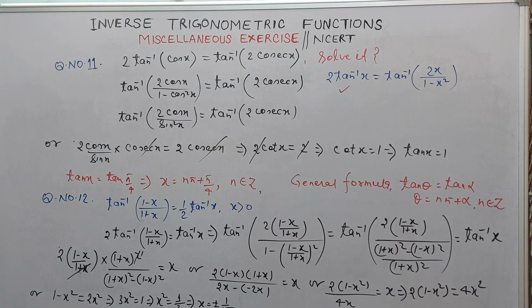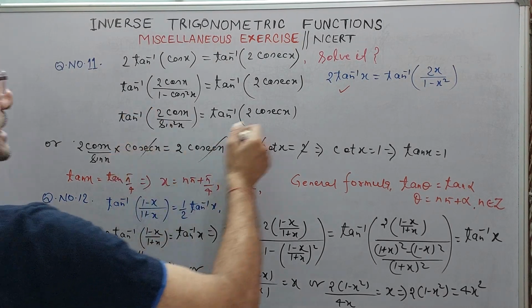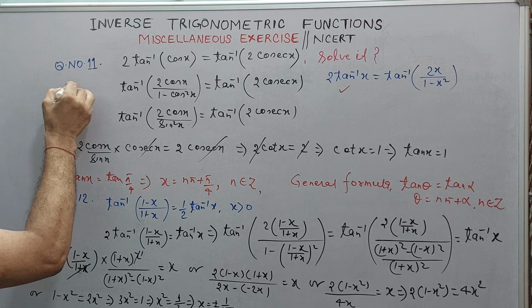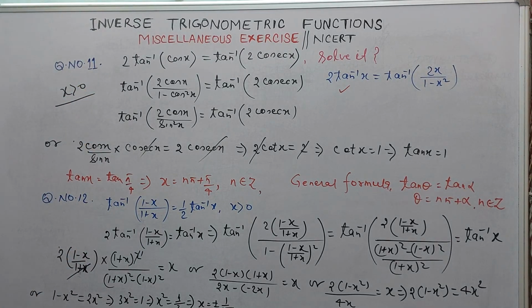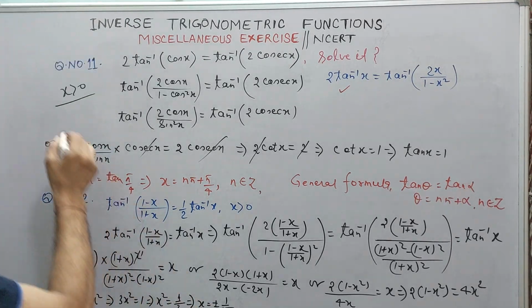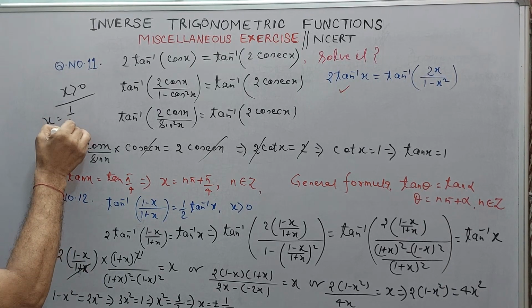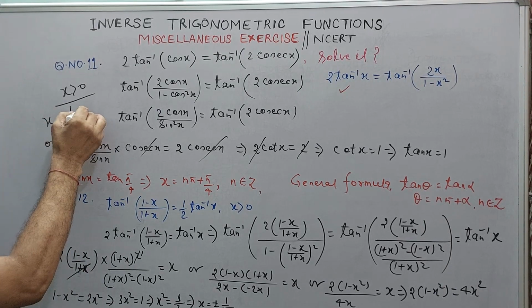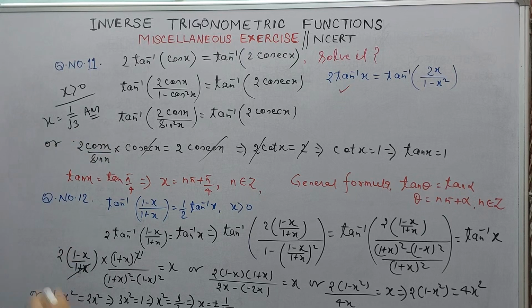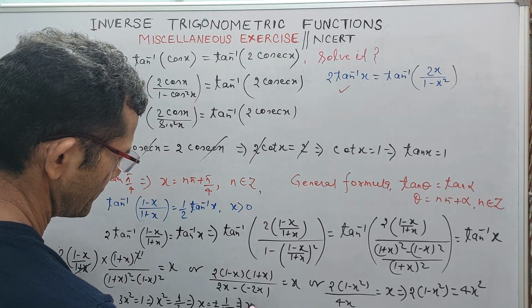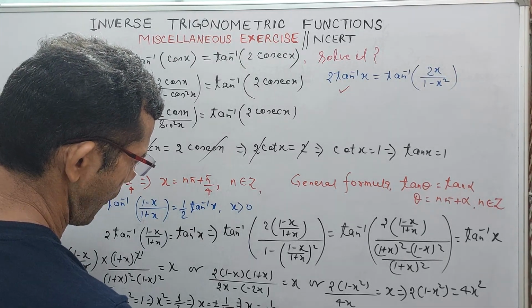But we need the value when x is greater than 0. In this expression it says that x should be positive. So we have taken the positive value only, x is equal to 1 upon root 3 will be the answer. This is our answer. So now our value will be x is equal to 1 upon root 3 only.